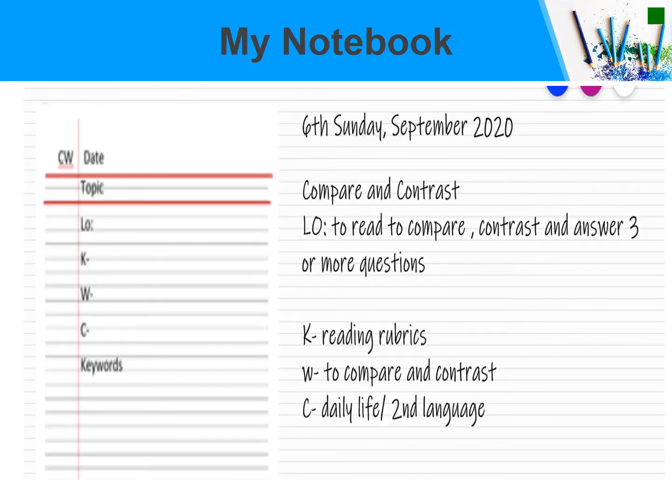So this is how your notebook will look. You will write class work here and the date. You can write today's date here. Topic is compare and contrast. Yellow, students will be able to read, to compare, contrast and answer three or more questions. K, what do I know?